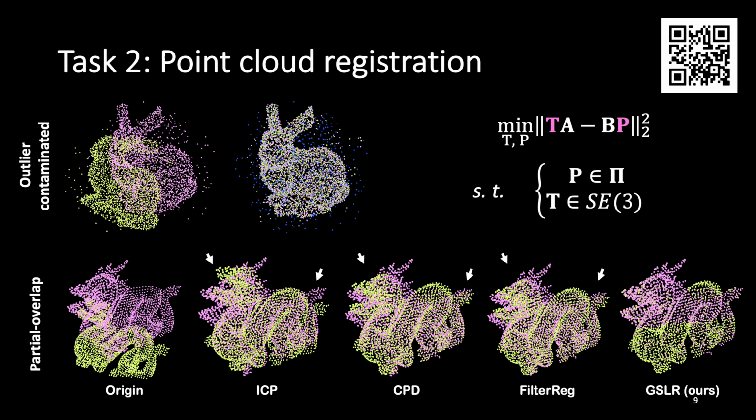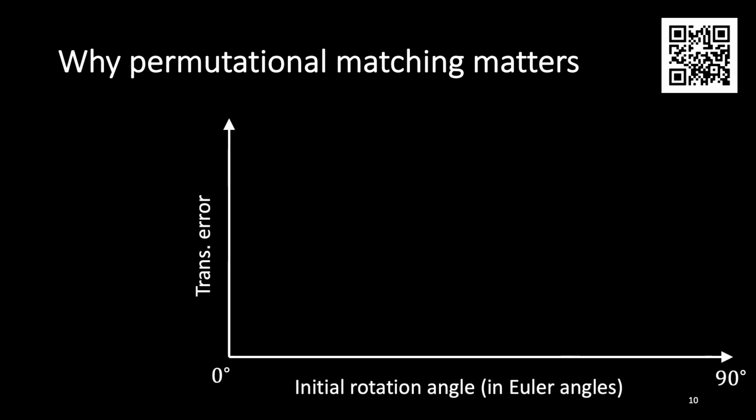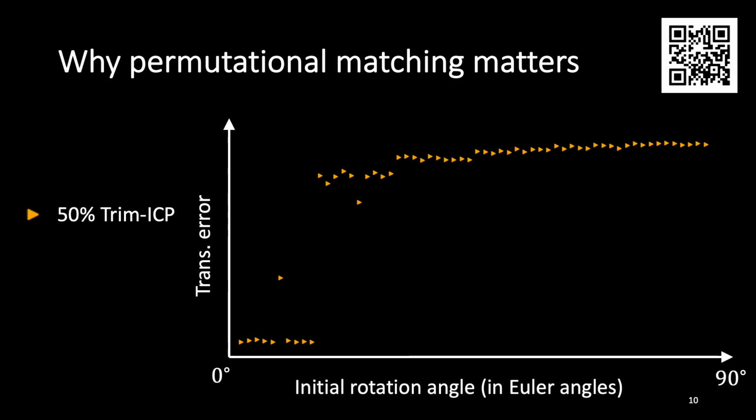With the point cloud registration setup, we would also like to demonstrate the importance of maintaining a permutational matching. Specifically, we register two outlier-contaminated point clouds under varying initial rotations. Let's first see the result from the robust version of ICP, the trimmed ICP algorithm with a 50% trimming ratio. As shown, trimmed ICP can present good results given a reasonable starting point. It appears to be very sensitive to initializations.